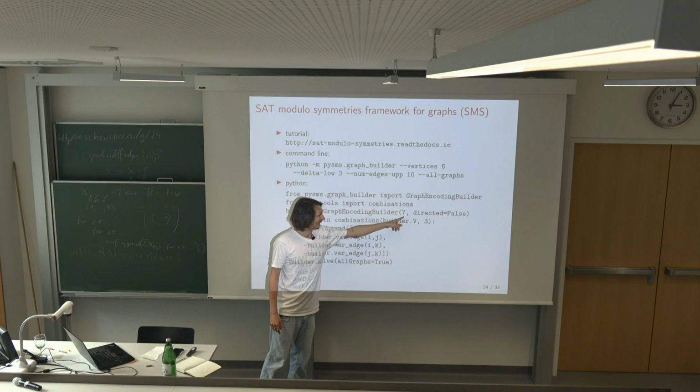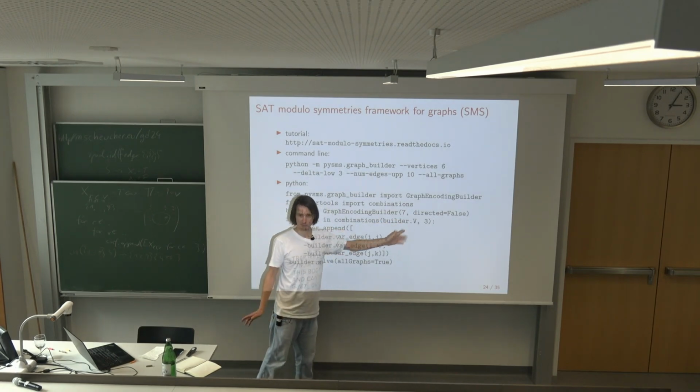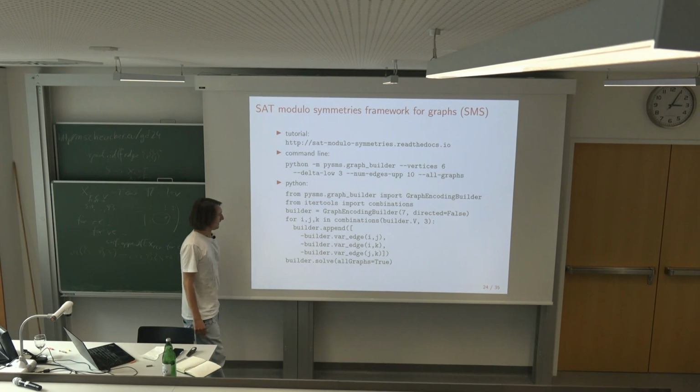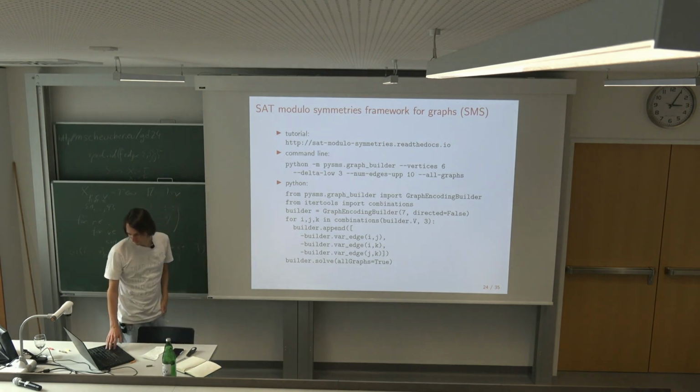You say, I want to have graphs with 7 vertices. Maybe you can even go for directed. You can say planarity equals true if you want to have planar graphs. And then you add the constraints. This is like triangle free or something like this. Whatever. There are some examples. Yeah, this is triangle free.